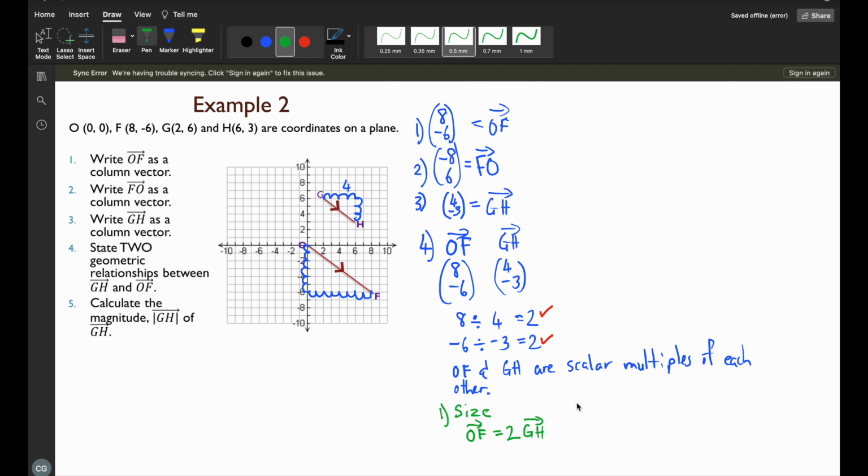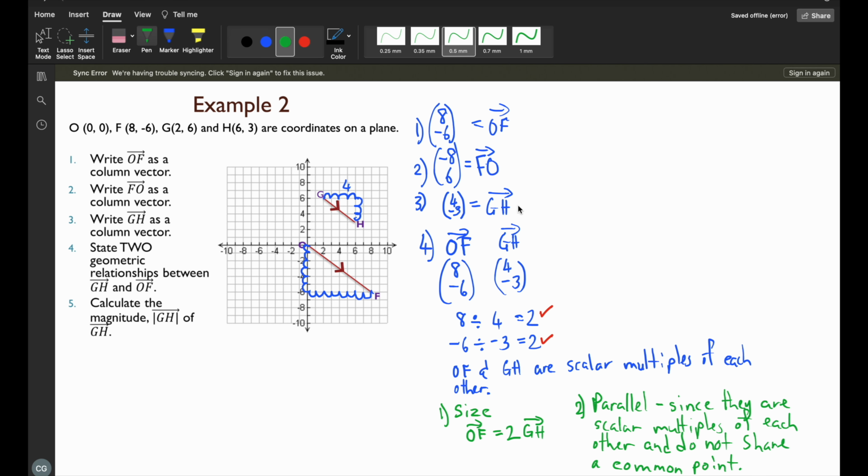Now in terms of the second one, I can say they're parallel because they are scalar multiples of each other, and they do not share the same point. So OF is different to GH. So they do not share the same point. So they are also parallel since they are scalar multiples of each other and do not share a common point. Okay, so that's for 4.